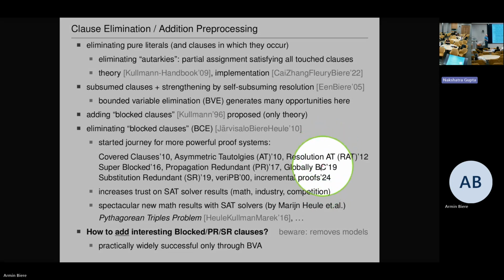Here is another not useful technique. It's called globally blocked clauses.